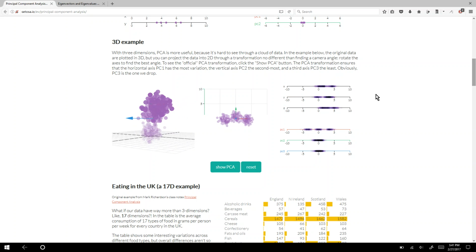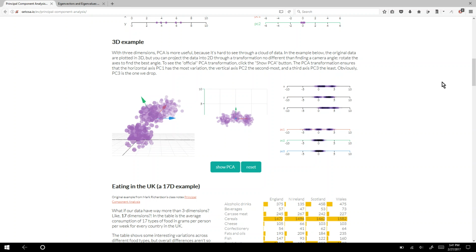And so what principal component analysis allows us to do is some effective dimension reduction, while still managing to capture a lot of the key structure in the data. So we're trying to capture the key structure while reducing the number of dimensions in the data.